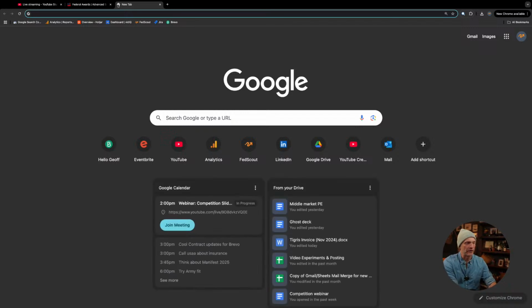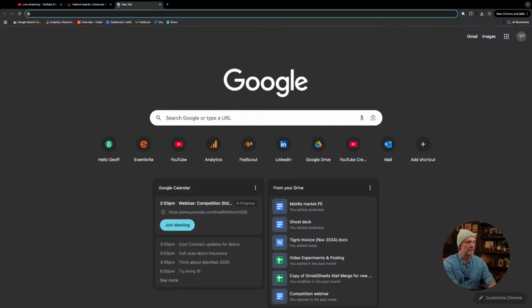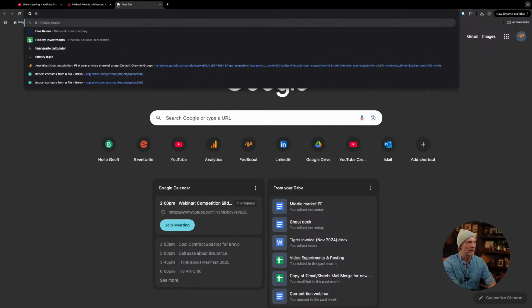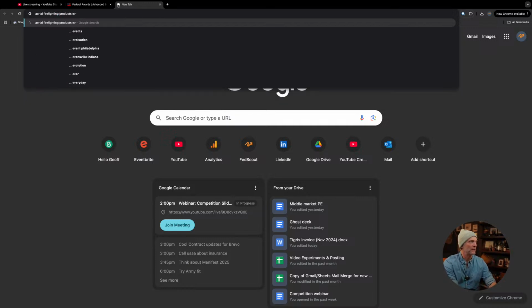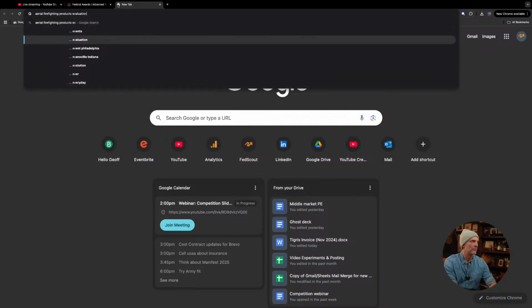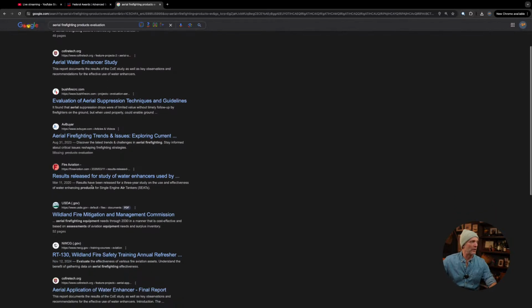Let's go ahead and put this in here. Let's say, I don't know, a good example, VTOL, or maybe it says aerial firefighting products evaluation. I have no idea what we'll come up with, but this is where I would expect to see it.